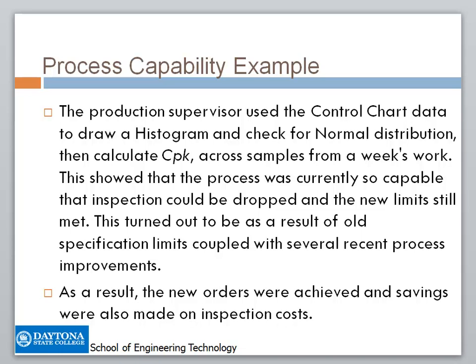As a result, the new orders were achieved and savings were also made on specification cost. What you have to do is repeat the same steps that we did, but with the tolerance being 0.1, and you will see that the process is still capable.